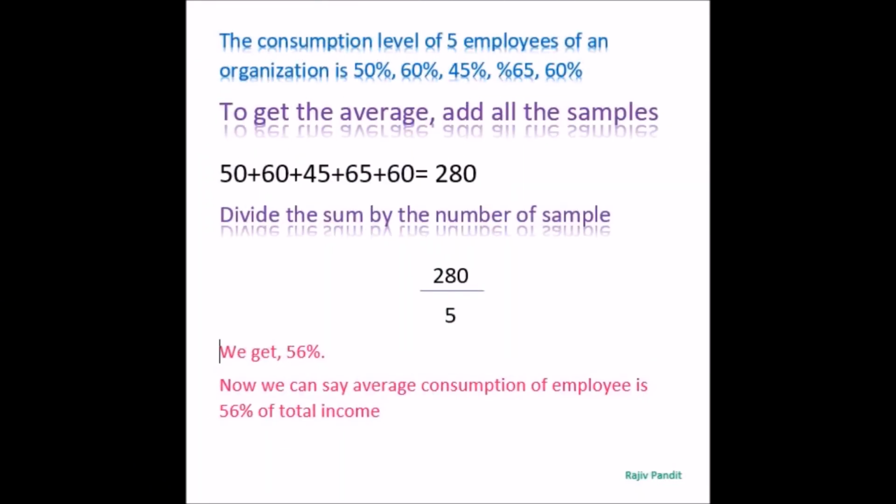The consumption levels of 5 employees of an organization are like that. To get the average, add all the samples and divide the sum by the number of samples. We get 56%. Now we can say that the average consumption level of employees is 56% of total income.